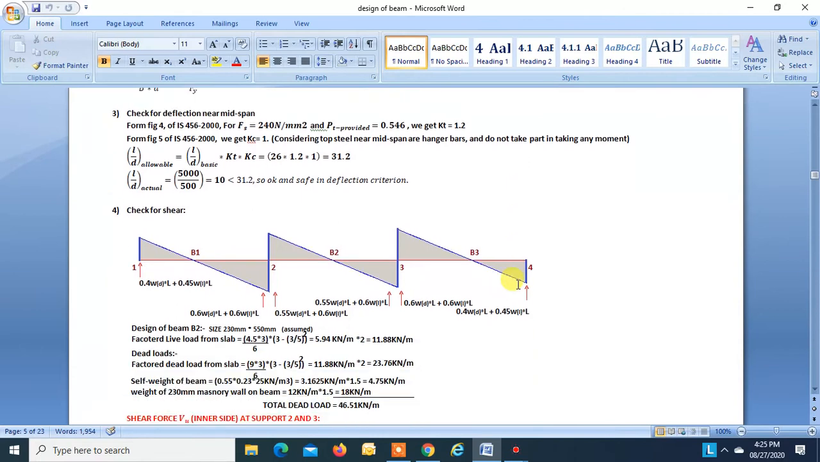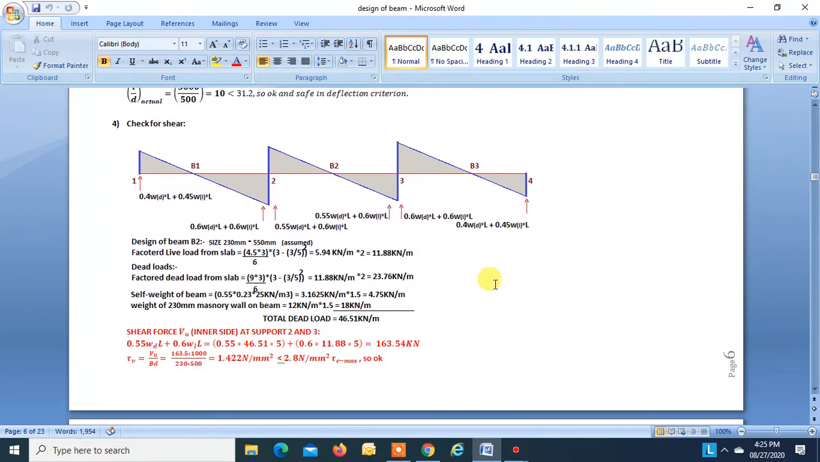Now comes checks for shear. These are the formulas which we have understood for how to find this. Now we are taking this case, that is B2. This is the inner side. So design of B2: size is assumed. This is our total live load, this is total dead load.